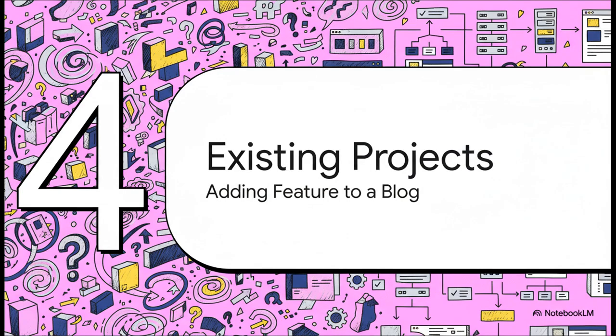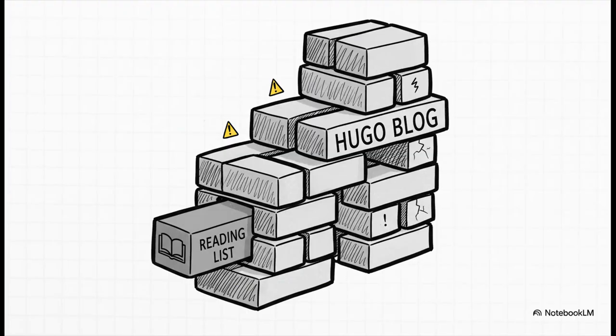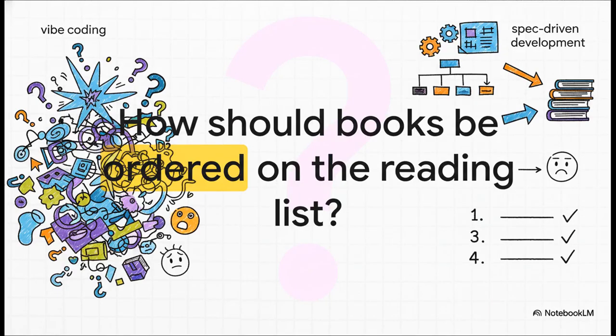Okay, building from a blank slate is one thing. But the real test is when you have to work with an existing codebase, what we call a brownfield project. So let's see how SpecKit does when we try to add a new feature to an old, established blog that was built with Hugo. So the challenge is this. Add a new reading list page to the blog. But, and this is the crucial part, it has to fit in seamlessly with the site's existing theme and structure. You can't just slap a new component on there. It has to look and feel like it belongs, respecting the way this site has been built for the last decade.